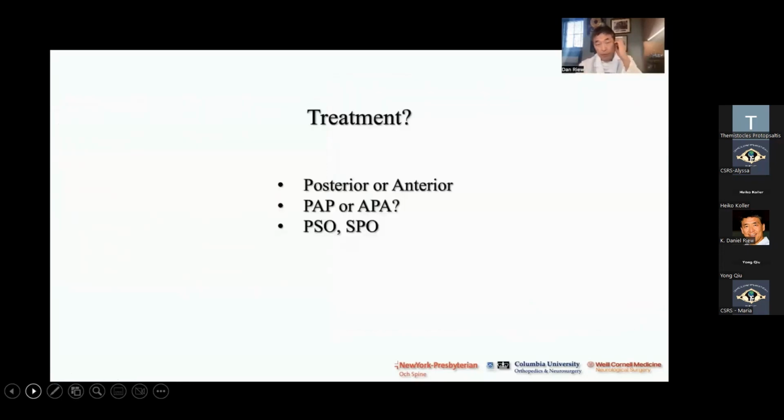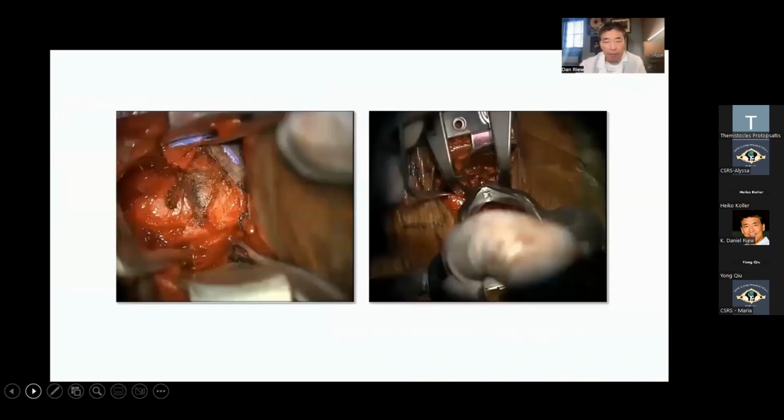And so what treatment would you do? Would you do this anteriorly or posteriorly? Would you do it as a back, front, back, or a front, back, front? Would you do a PSO, or would you do a Smith-Peterson osteotomy to try to get all of this done? And that's what we can discuss during the second part.